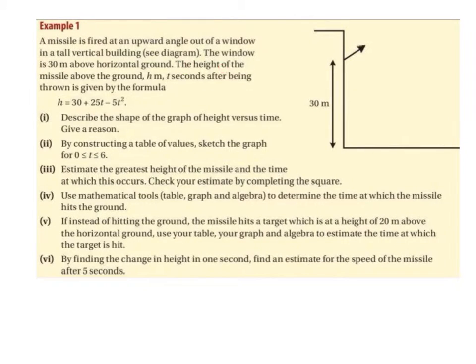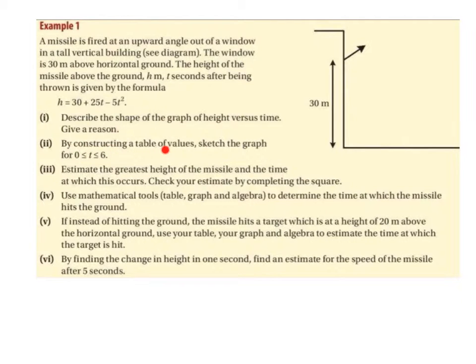The height of the missile above the ground, h meters, t seconds after being thrown, is given by the formula h equals 30 plus 25t minus 5t squared. Part 1. Describe the shape of the graph of height versus time. Give a reason.